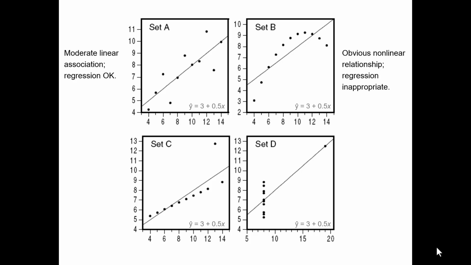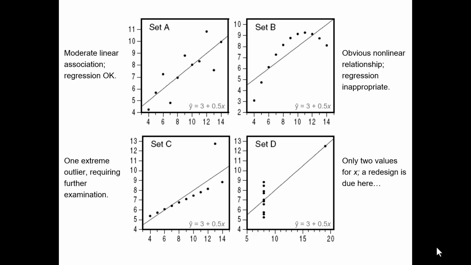Obviously, this is not a linear relationship. OLS regression is not appropriate, right? Some other type of nonlinear regression is going to be. One extreme outlier, you're going to have to look at that outlier and make a decision on whether you're going to include it or exclude it. And then data set D, X only has 2 values, and some type of redesign, a logit, a probit, independent sample t-test, something else other than OLS regression.